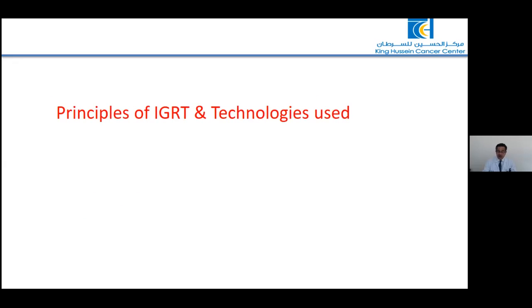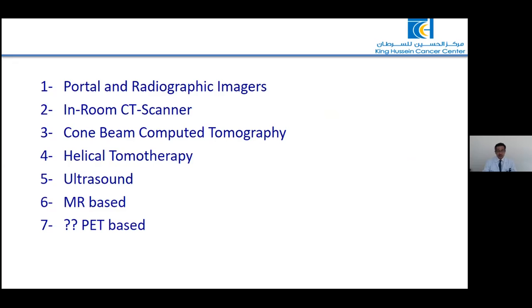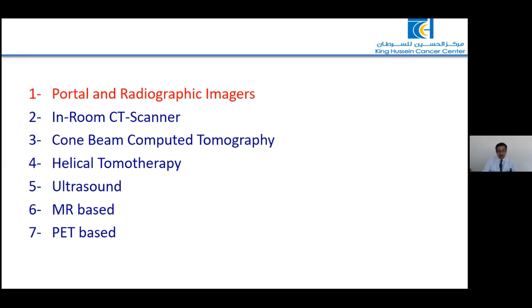Now, what are the principles of IGRT technologies used? We'll start from the portal and radiographic images that have been used before, and then we go to the in-room CT scanners, which started in the early 1990s. Then the cone beam CT, which is now used in most radiotherapy departments, the helical tomotherapy, the ultrasound, and the recent one, the MRI-based IGRT, and hopefully, as I mentioned, in the near future, we may see the PET scan as an IGRT tool.